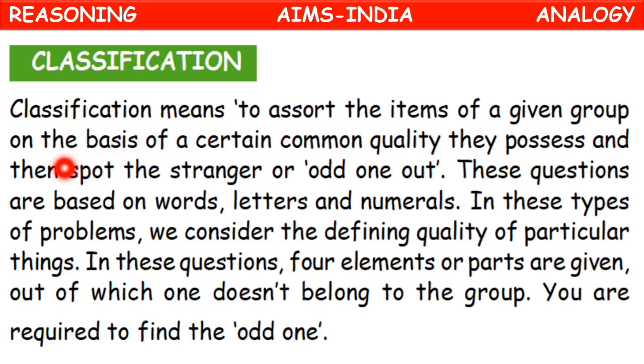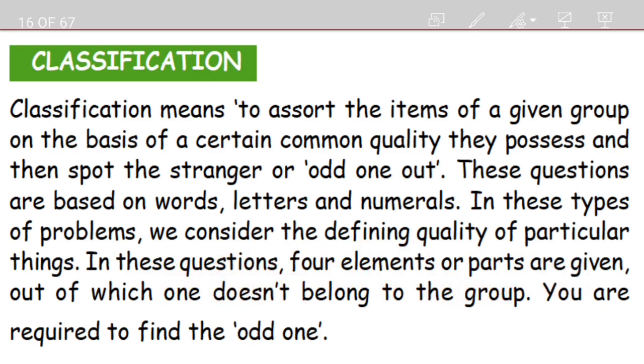Coming to classification. Classification means to assort the items of a given group on the basis of a certain quality they possess, and then spot the stranger or odd one out. These questions are based on words, letters and numerals. In these types of problems, we consider the defining quality of particular things. In these questions, 4 elements or parts are given, out of which one doesn't belong to the group. You are required to find the odd one.